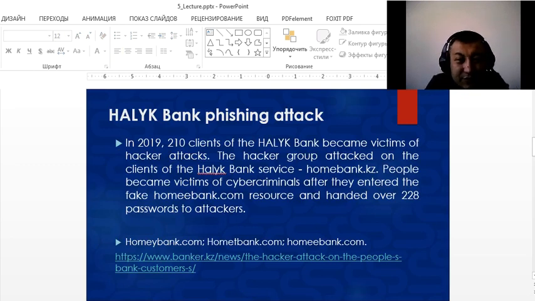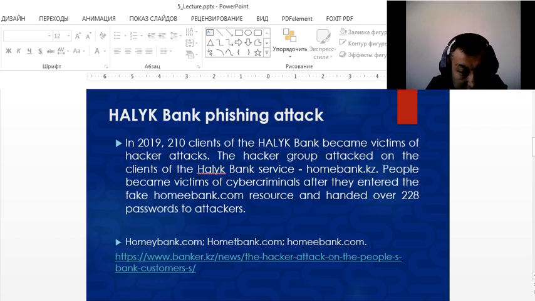For example, about a phishing attack. In 2019, 210 clients of the Halyk Bank became victims of hackers. The hacker group attacked the clients of the Halyk Bank service, homebank.kz. People became victims of cybercrime after they entered the fake homebank.com resource and handed over 228 passwords to attackers.